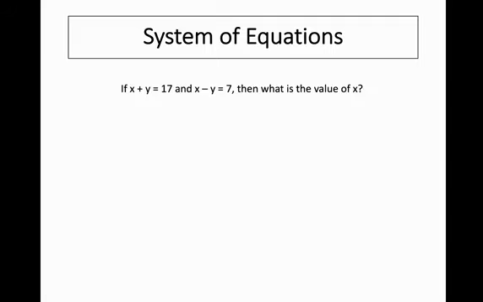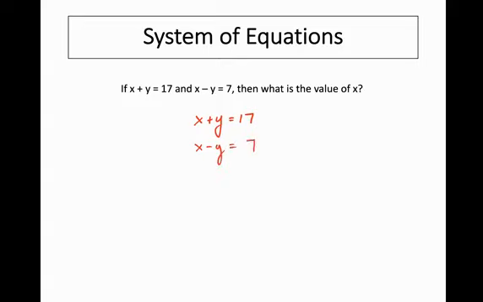In this first question, we have if x plus y equals 17 and x minus y equals 7, then what is the value of x? One good first step on systems of equations is to line up your equations with the variables in corresponding places, so you can see how many x's, how many y's, and how many constants you have. Constant being obviously a number with no variable next to it. In this case, the 17 or the 7.